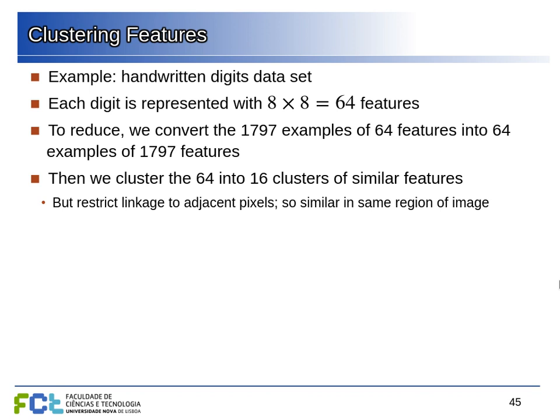We can now convert this into 64 examples of 1,797 features each. So this would be transposing the matrix. We consider to have 64 examples. Each of them is one of the pixels, and the features are the brightness of the pixel across all the digit images that we have. And now we're also going to create a linkage constraint so that only pixels that are adjacent to each other can be linked together, so that in the end the clusters correspond always to adjacent pixels in the image.